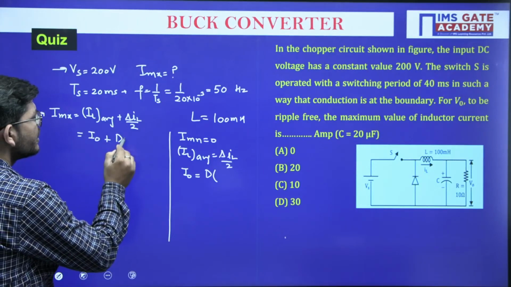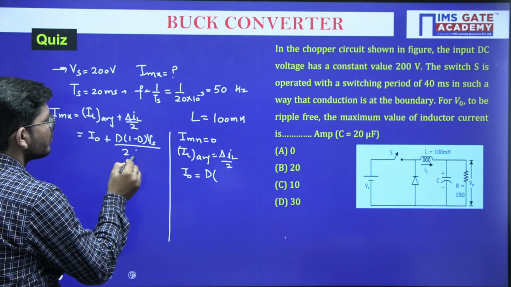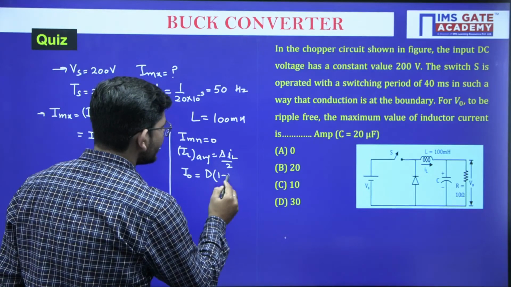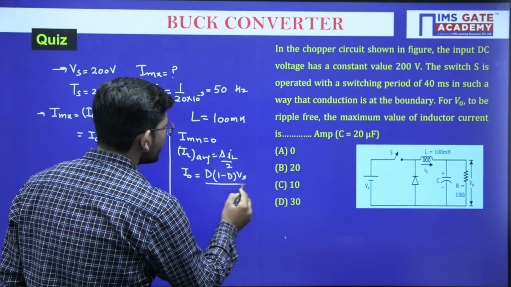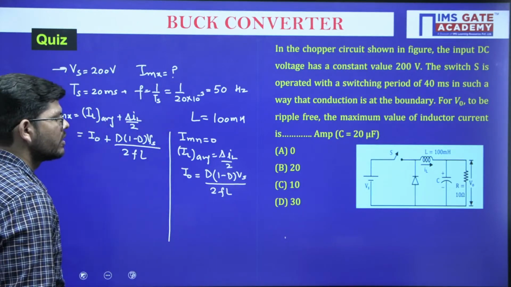This will be D into 1 minus D, Vs over FL. Okay, now the formula is right. So del IL is D into 1 minus D, Vs over FL. This is what we have.